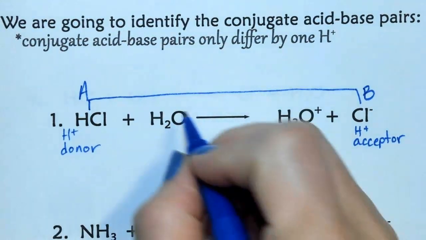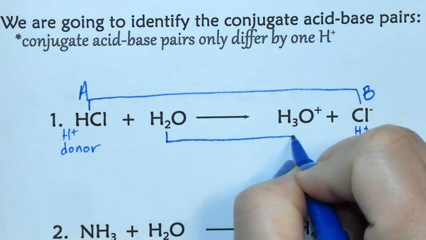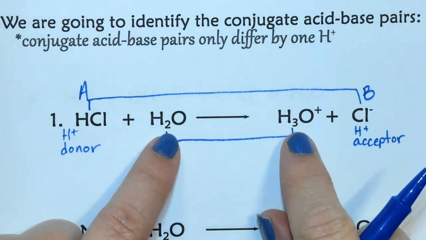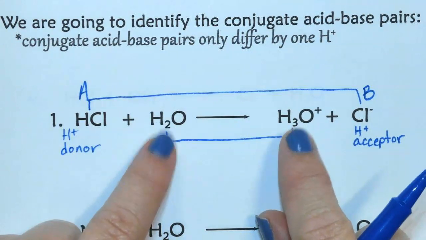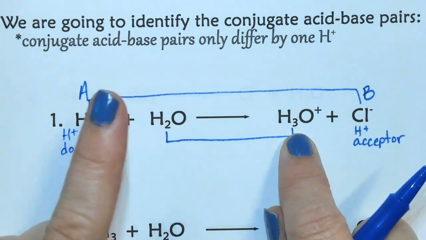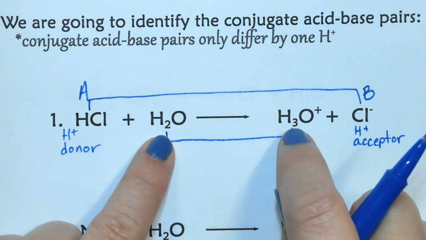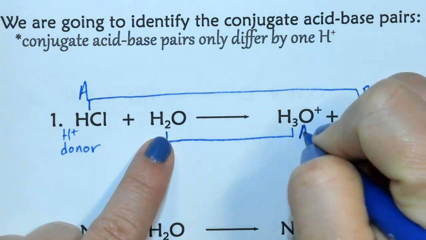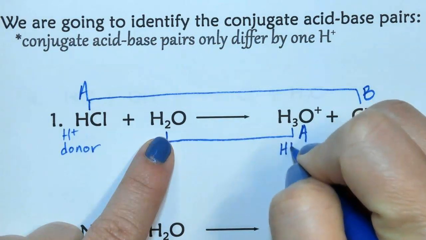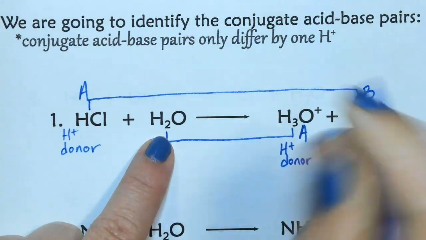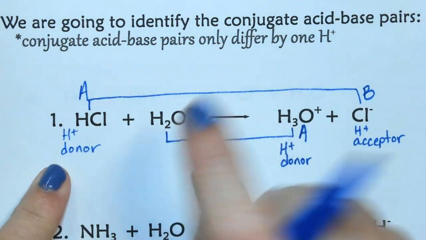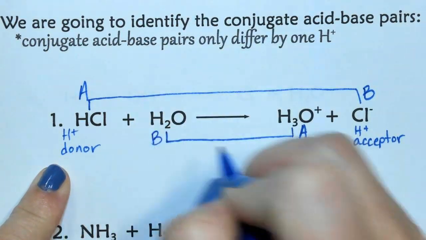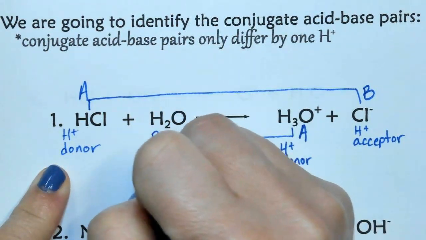All right, the other pair are going to be, hopefully it's obvious, the H2O and the H3O+. They only differ by one hydrogen, so they are conjugate acid-base pairs. Which one's the acid, which one's the base? Since this has more hydrogens, it's got more to donate, so it's going to be the acid, the hydrogen donor. And then because this one has less hydrogens than this, it's going to be the acceptor. So that makes it the base, the hydrogen acceptor.